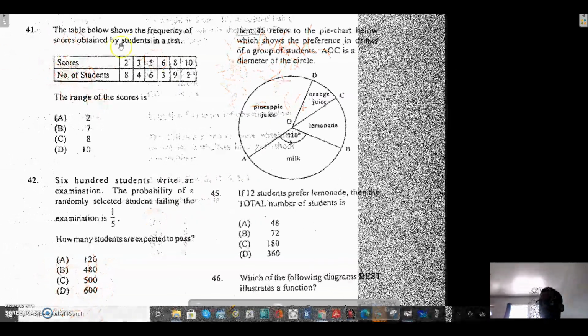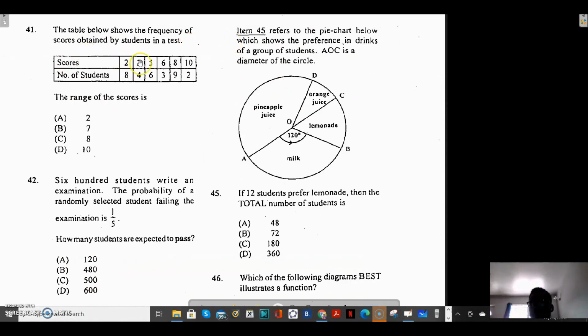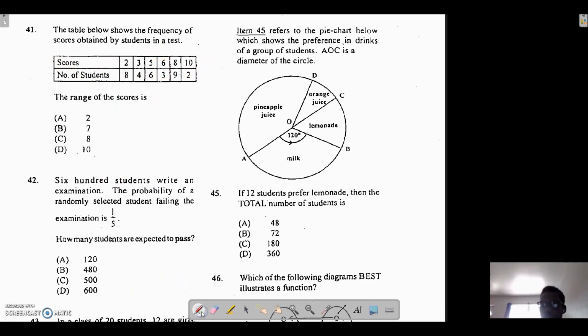Alright, question 41. The table below shows the frequency of scores obtained by students in a test. And here you have the scores and you have the number of students who got these scores. The range of the scores is, now the range is the highest score value, which is 10, minus the lowest score value, which is 2. So 10 minus 2 would be 8. So the answer would be 8. So this would be C.